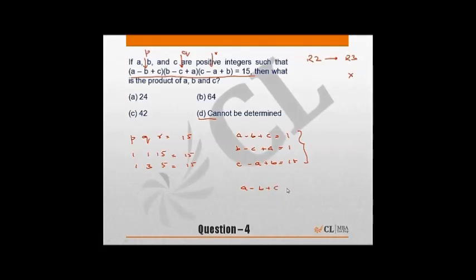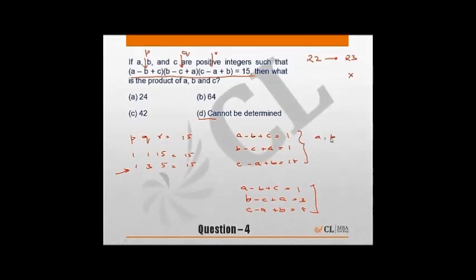A minus B plus C equal to 1. B minus C plus A equal to 3, which is this one. And then again the third one will be C minus A plus B equal to 5. These are two separate cases.